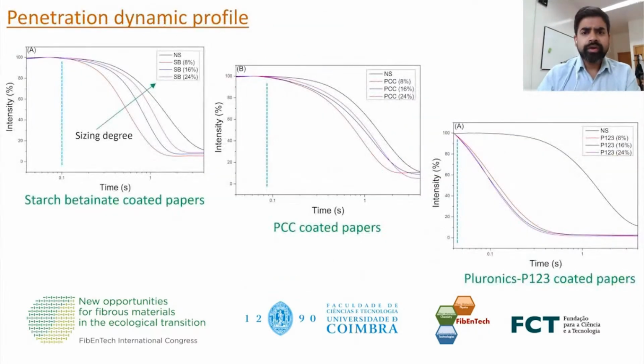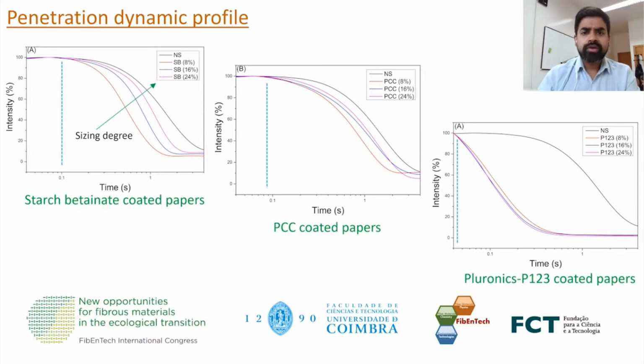We also evaluated the water penetration profile using a penetration dynamic analyzer. The blue line represents the start of water absorption. In the case of starch betainate and PCC, it takes some initial time to start the penetration, whereas with Pluronic there was a very quick absorption of water.